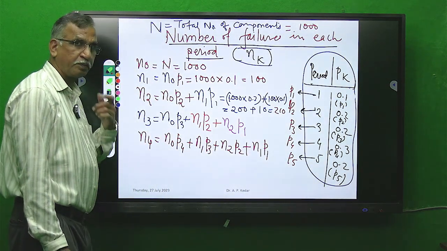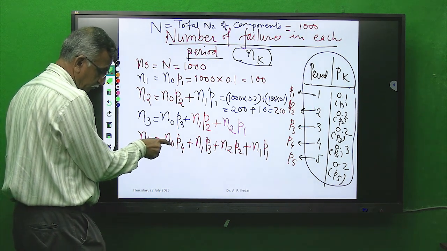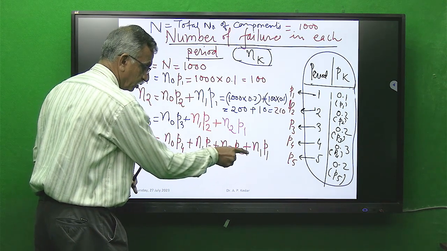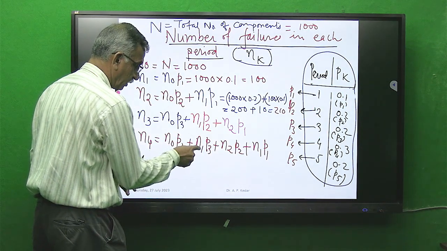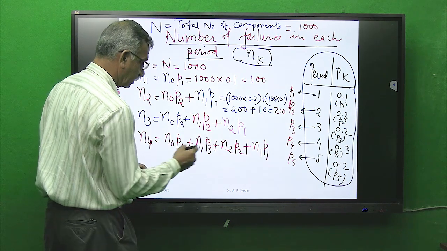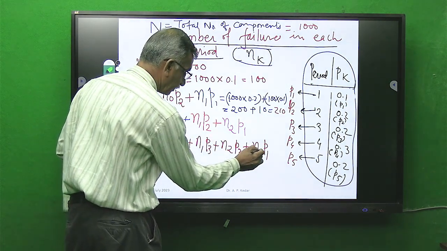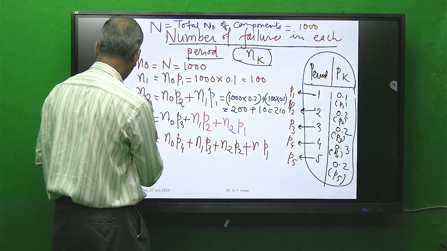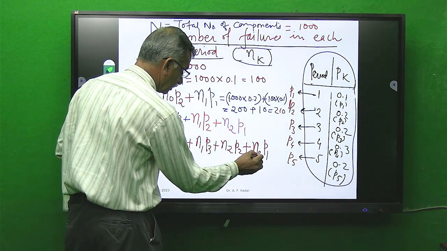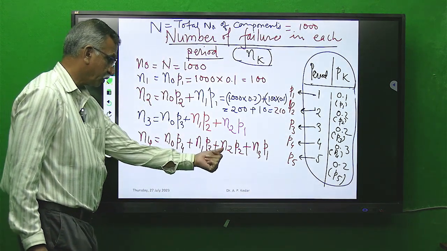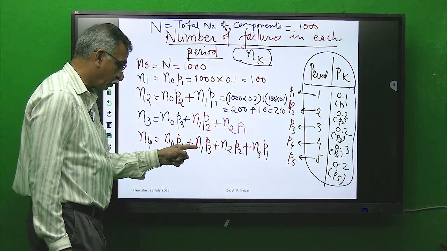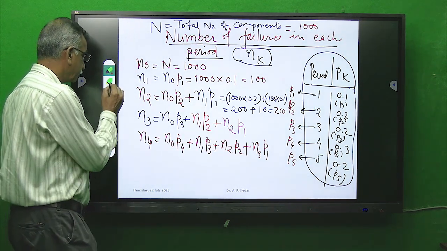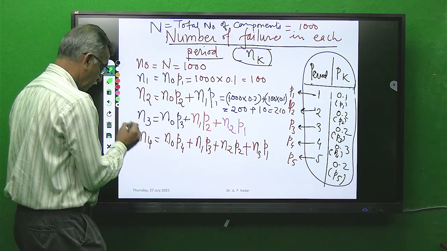So how you can keep it in mind is that the N suffix goes on increasing, N1, N2, N3, and the P suffix goes on decreasing. Keep that logic in mind. The last value which we have to calculate is N5.